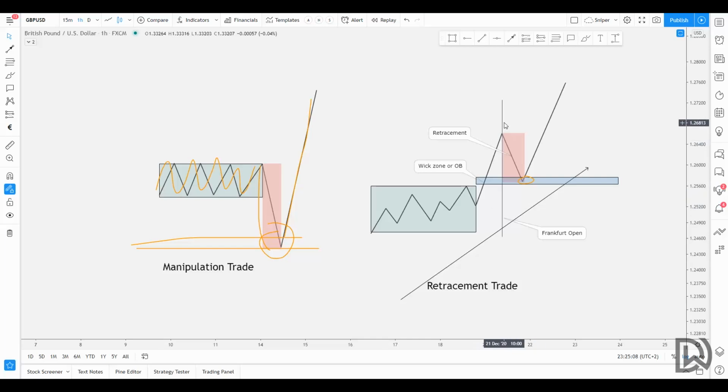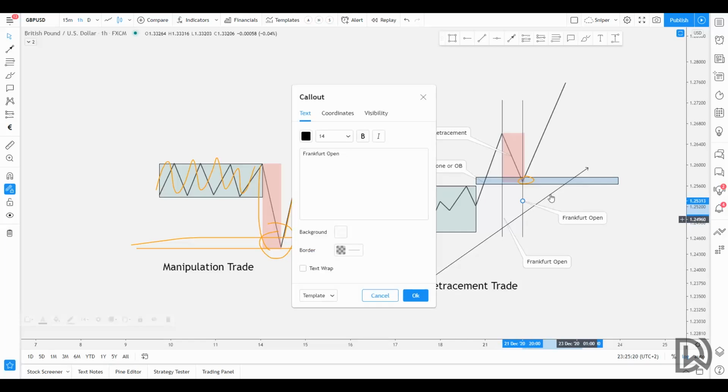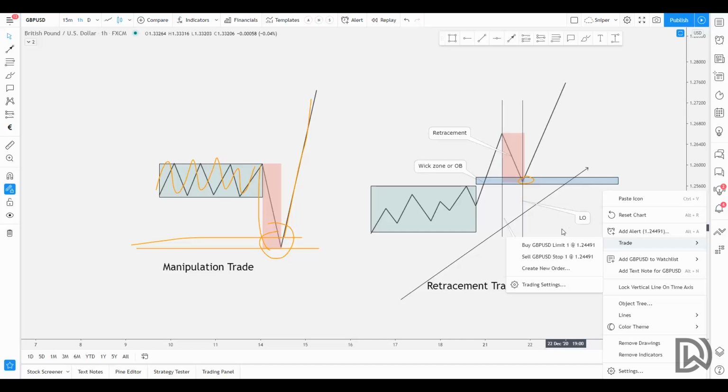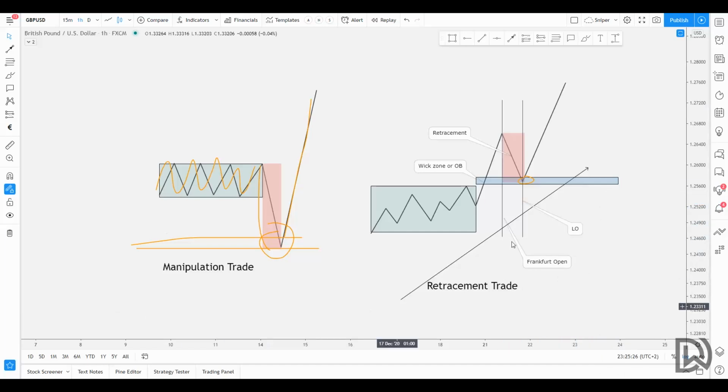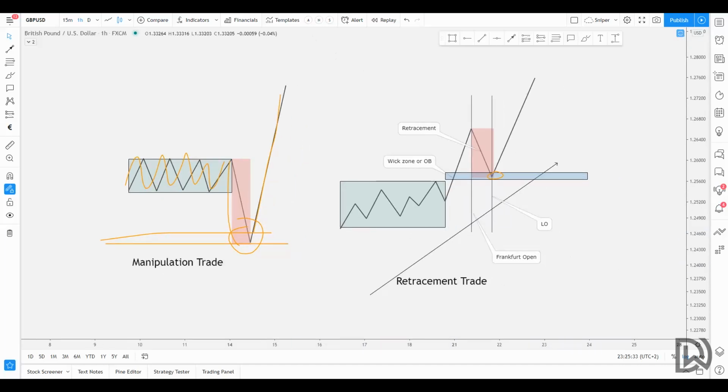after Frankfurt Open, and then often London Open. If this is London Open, we would see price continuing to the upside. So that is then two of the opening positions that we're looking at.